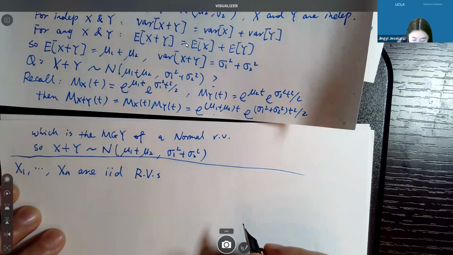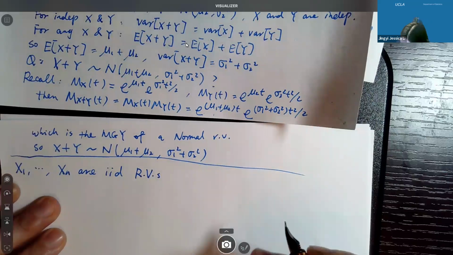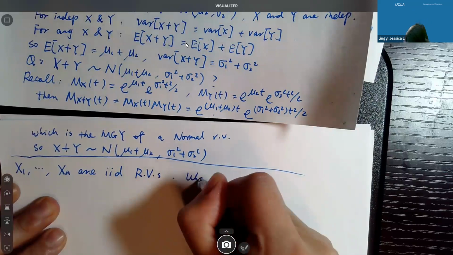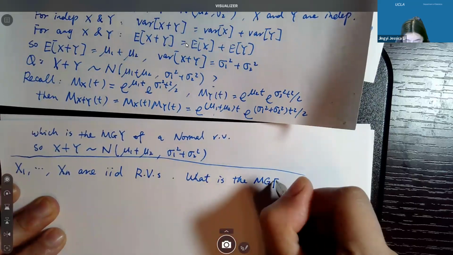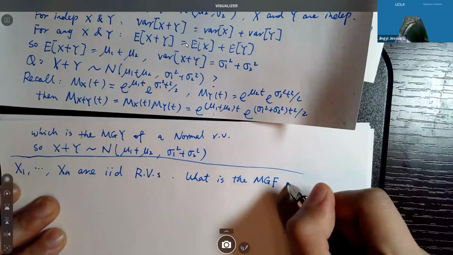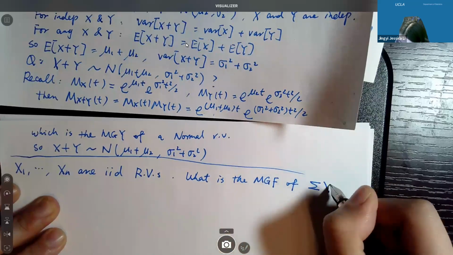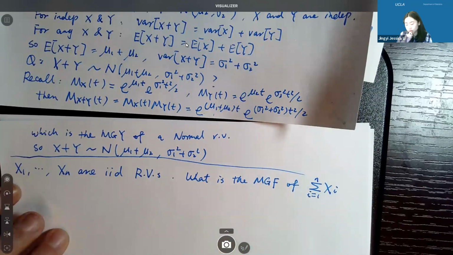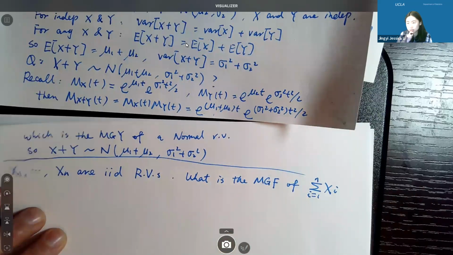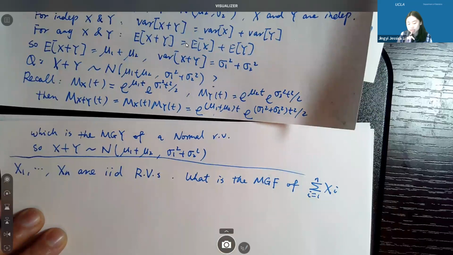Okay, so now the question is, what is the MGF of their sum? So now I write the sum as i from 1 to n, I take the sum of all of them. So it's not a sum of 2 random variables, but a sum of n random variables.